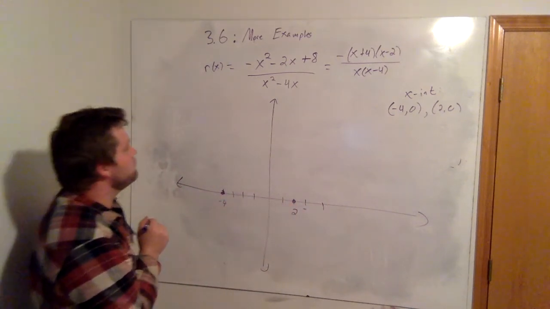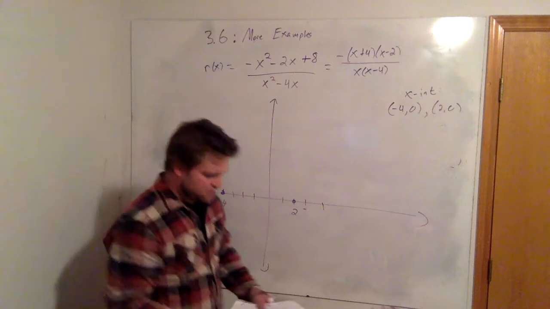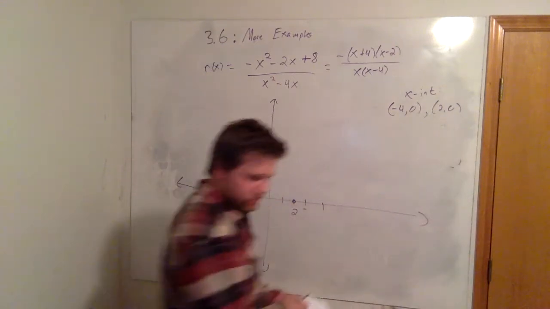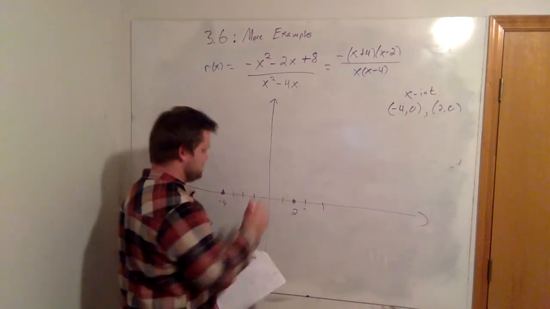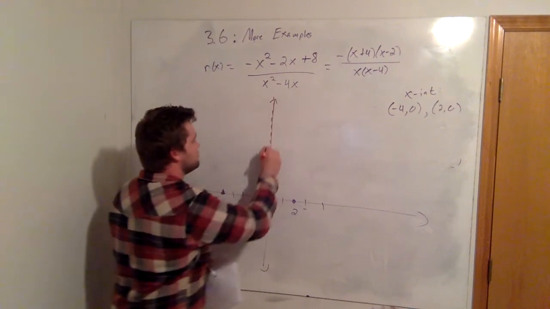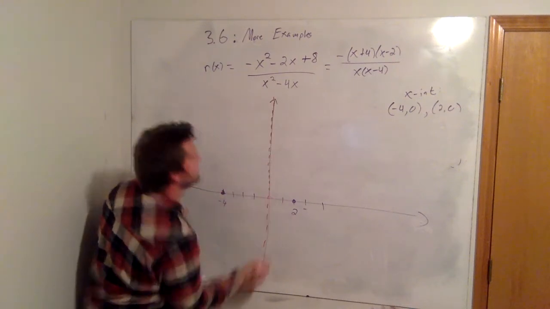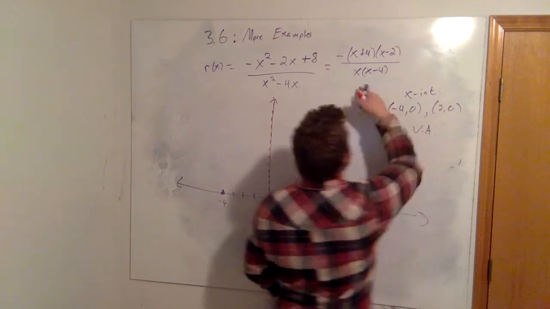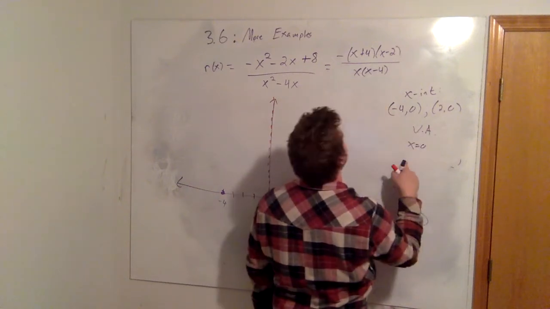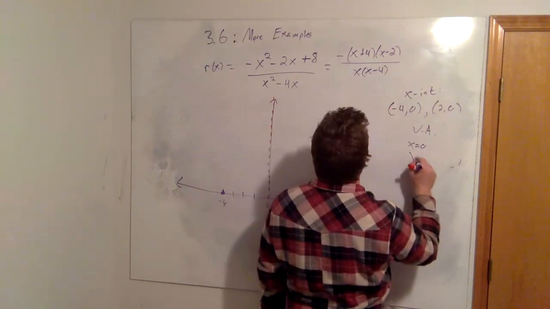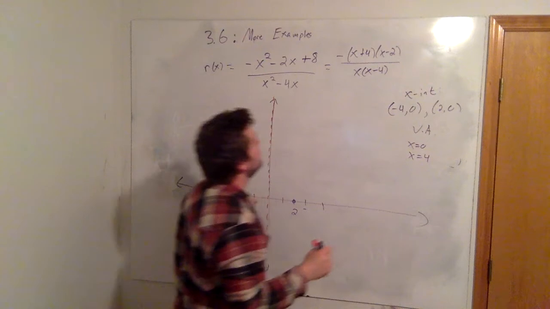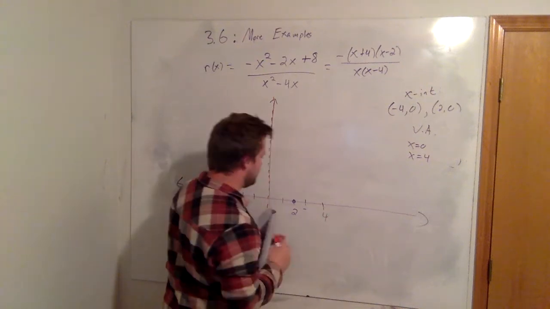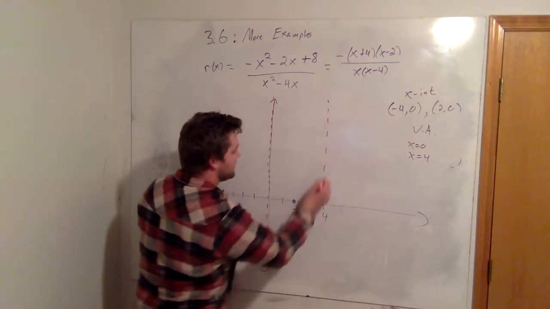I have a vertical asymptote. Let's use a different color for this one, maybe red. Notice I have a vertical asymptote when x equals 0, and also when x equals 4. So I have another vertical asymptote here.